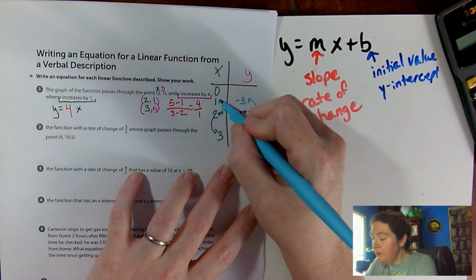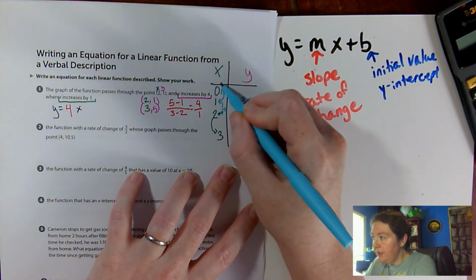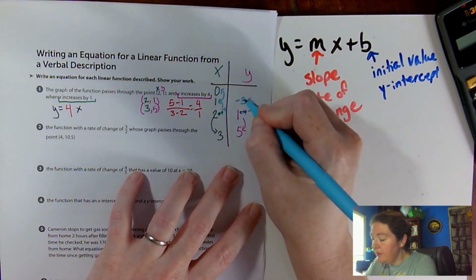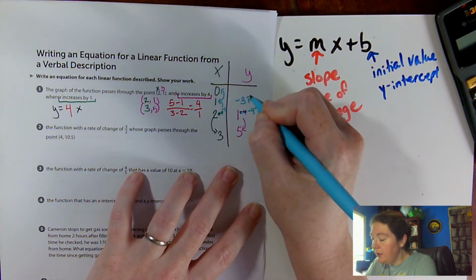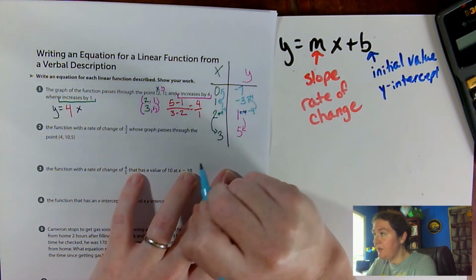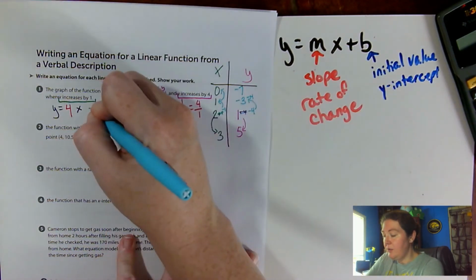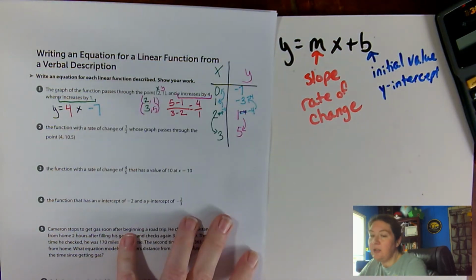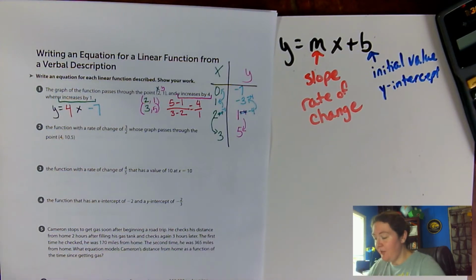So I need to do that one more time to get my y-intercept. So I'm going to say -3 minus 4, and that's going to give me -7. -7 is my y-intercept, my starting point. I know, it's tough. Just hold on. We got it. We're going to keep doing this together.